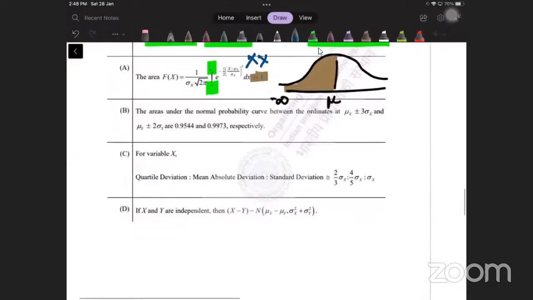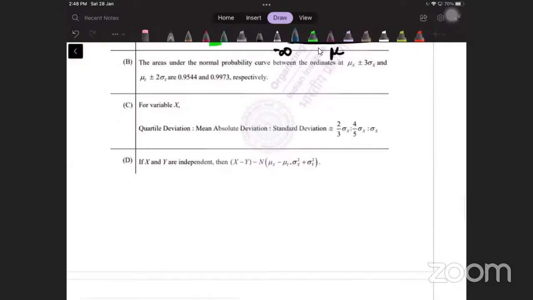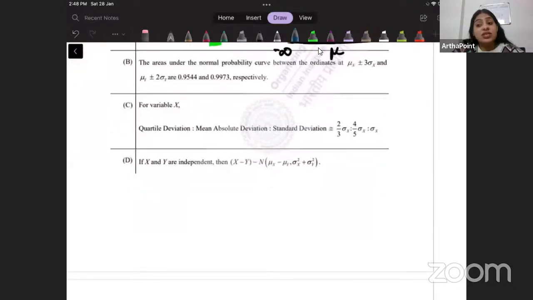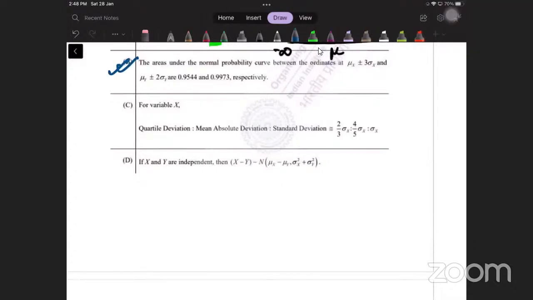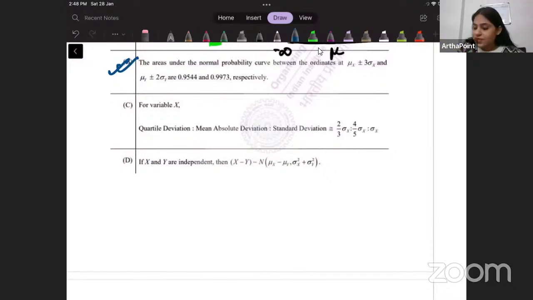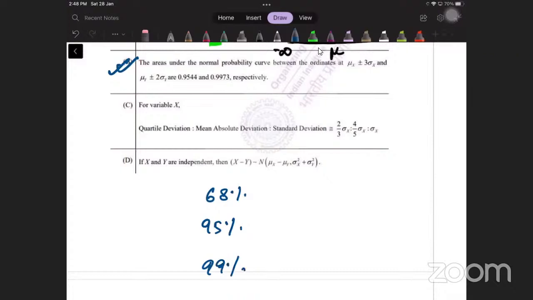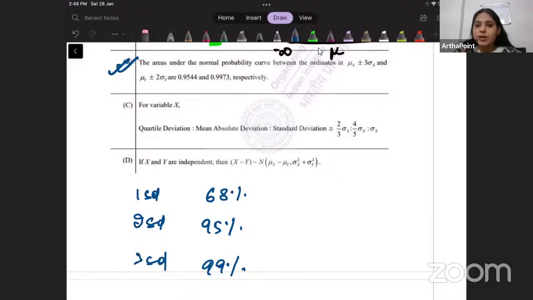Okay, now come to the second part. So now it is asking about, this is something I have taught you. Theory बहुत important है. यही theory we have done in class. So it asks about the area under the normal probability curve. And we know that we have 68%, 95% and 99% based on 1 standard deviation, 2 standard deviation and 3 standard deviation. This is how much area we cover.